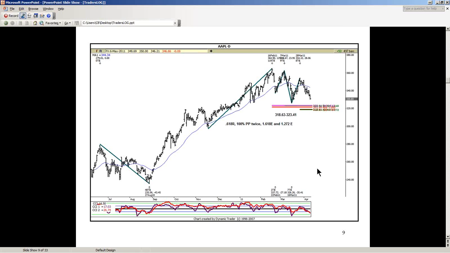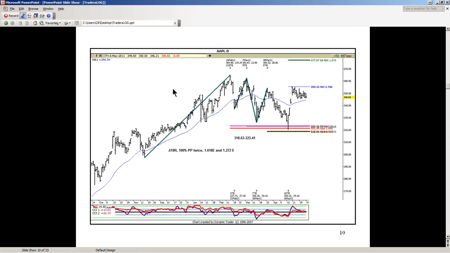Okay, so this is where we actually traded down into that zone in Apple. The low was made at 320.16, and we did see a nice rally off of that zone, at least to the 355 area from 320.